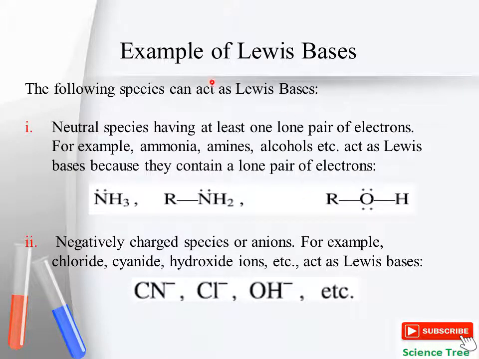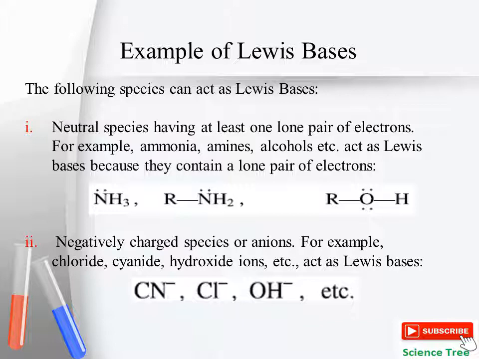And if we talk about Lewis bases, neutral species having at least one lone pair of electrons, for example ammonia, amines, alcohols. As in case of alcohol, oxygen has 2 lone pairs of electrons, so it can act as a Lewis base. And negatively charged species or anions, for example chloride, cyanide, hydroxide ions, can also act as Lewis bases.